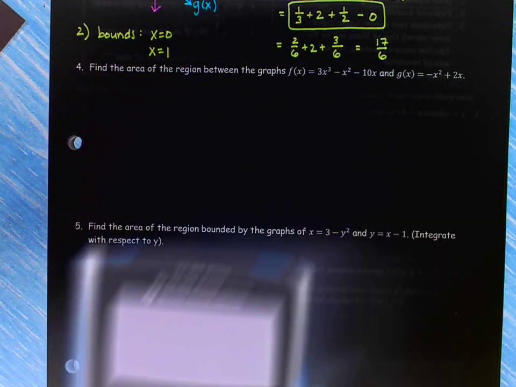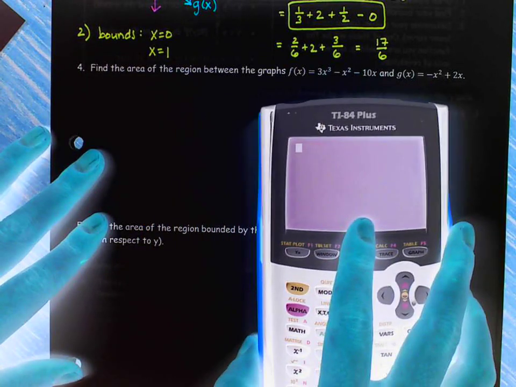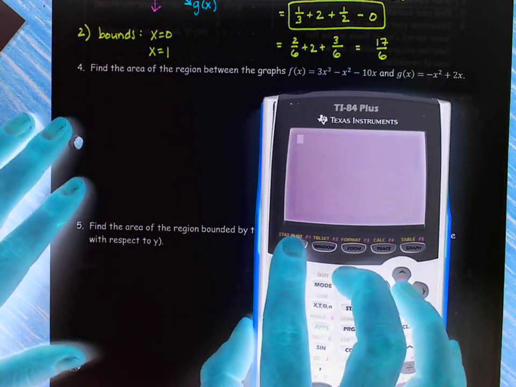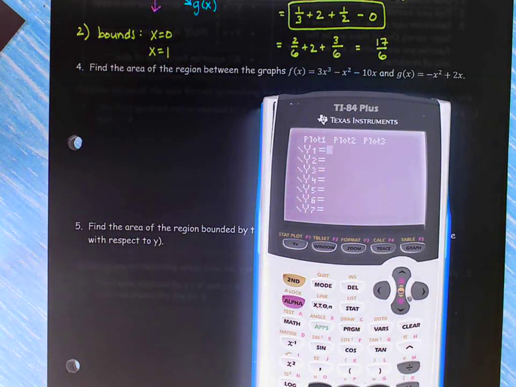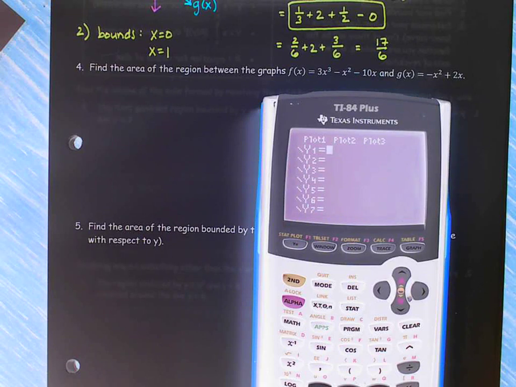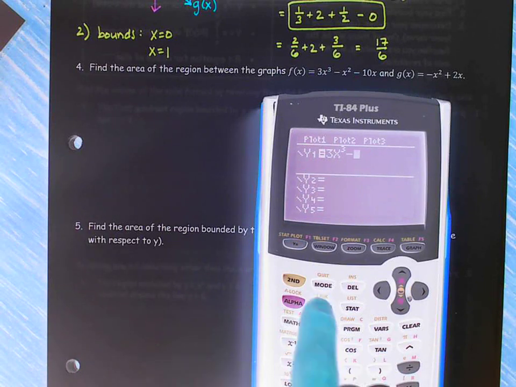When you have a calculator, the first thing you're probably going to want to do is graph these and see what they look like. So I'm going to go into y equals. This is an example of when, if you've got one of the color calculators, it's really helpful to be able to see the difference between the two graphs and know which one's which. We're just going to have to use the shape of the curves and what I know about cubics versus quadratics.